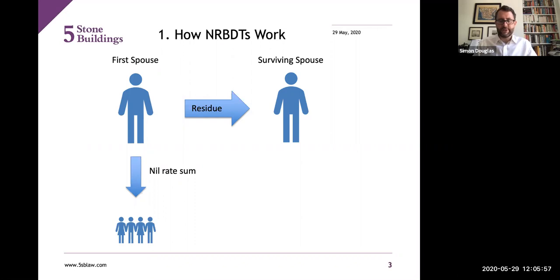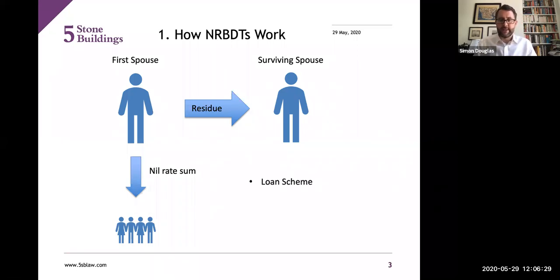Now, what the trustees of this discretionary trust could do would be to pay the nil rate sum over to the discretionary beneficiaries. The problem with that is that it would most likely impoverish the surviving spouse, often because to pay that nil rate sum over to the discretionary beneficiaries, the trustees might have to sell the family home, which is not what anybody wanted. So instead of paying the nil rate sum to the discretionary beneficiaries, the trustees would do one of three things.